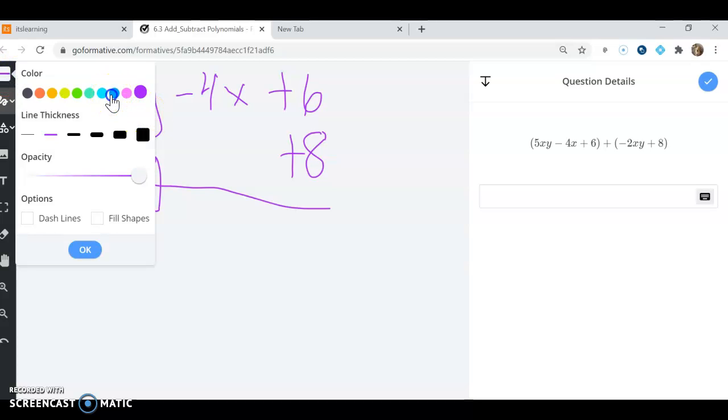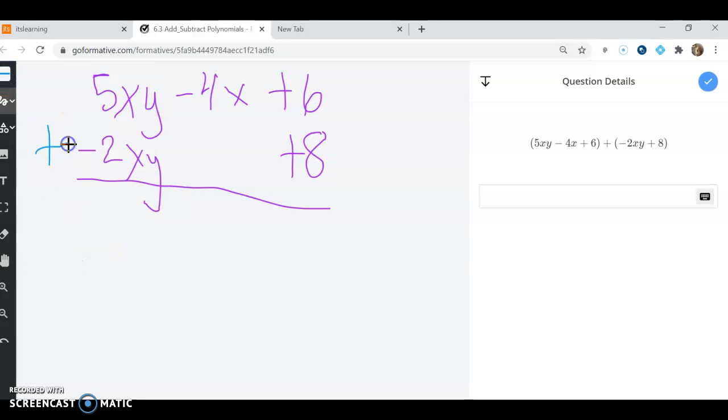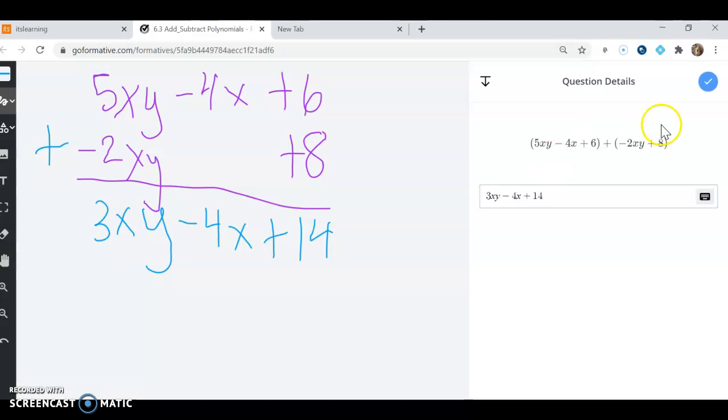Now I'm going to just add them together. 5xy plus negative 2xy, or 5xy minus 2xy, is 3xy. Remember, the x's and the variables don't change when we're adding. Negative 4x, we're not adding it to anything, so we just bring it down. 6 plus 8 is 14. So our final answer is 3xy minus 4x plus 14.